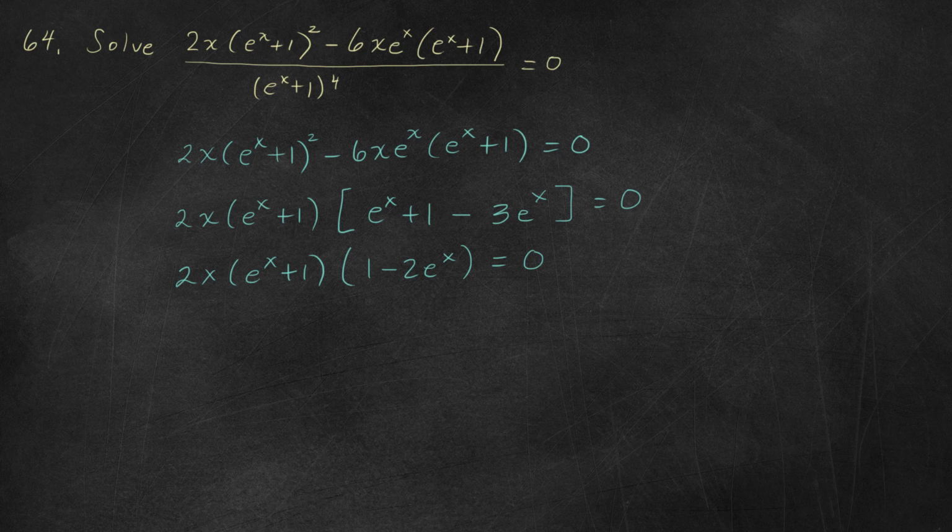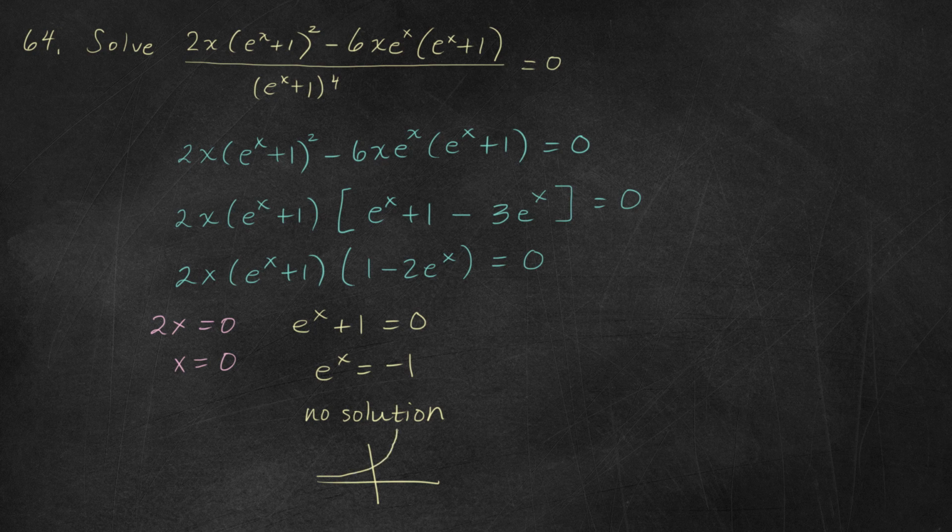Now to continue solving, we're going to set each factor equal to 0. So we have 2x equals 0, or x equals 0. Then we have e to the x plus 1 equals 0, or e to the x equals negative 1. But e to the x is strictly positive, so this leads to no solution. All right, think about the graph of e to the x. It looks something like this. It is never negative.